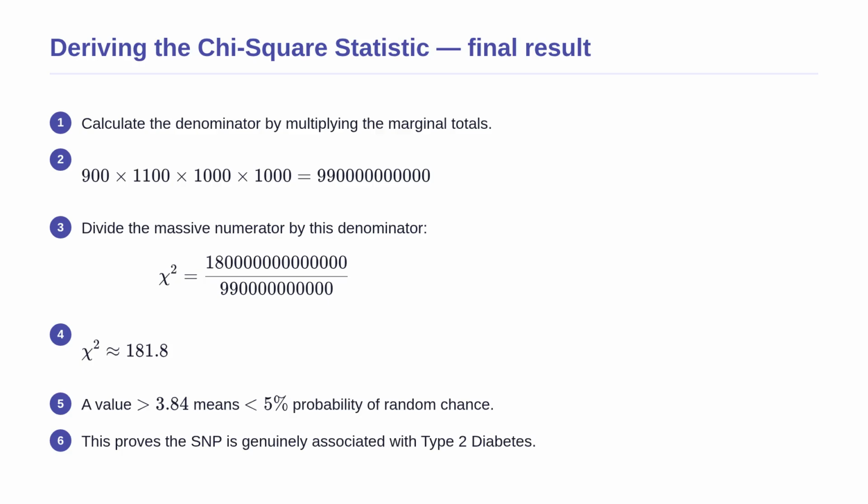181.8. In statistics, for this specific type of test, a value greater than 3.84 means there is less than a 5% probability that this association happened by chance. Since 181.8 is massively larger than 3.84, the math proves our intuition. We can confidently conclude that this SNP is genuinely associated with type 2 diabetes, and our initial odds ratio was not a random fluke.